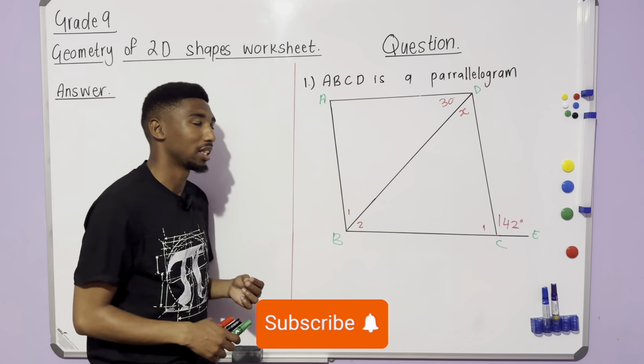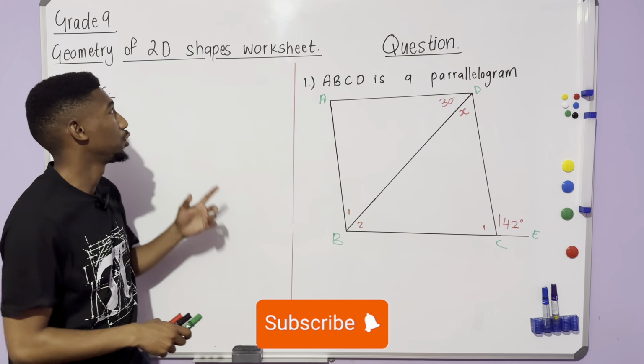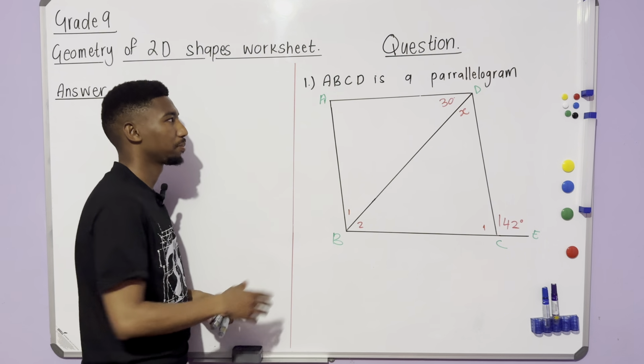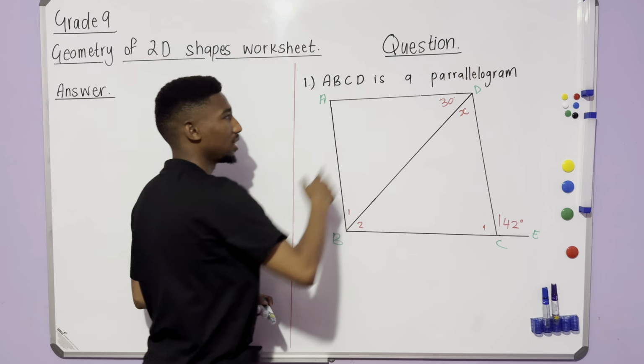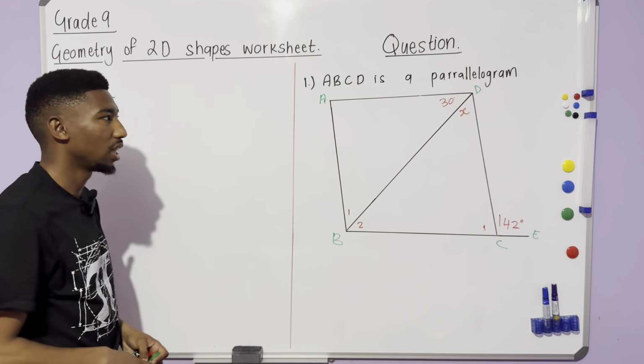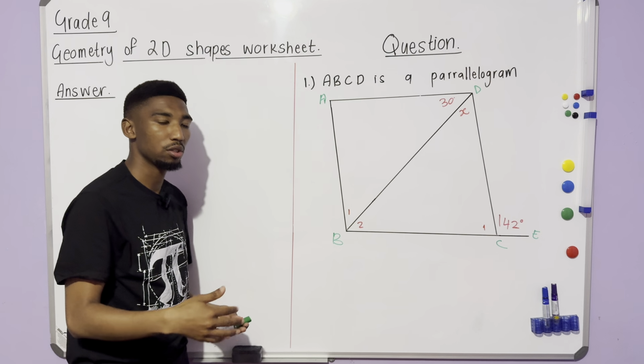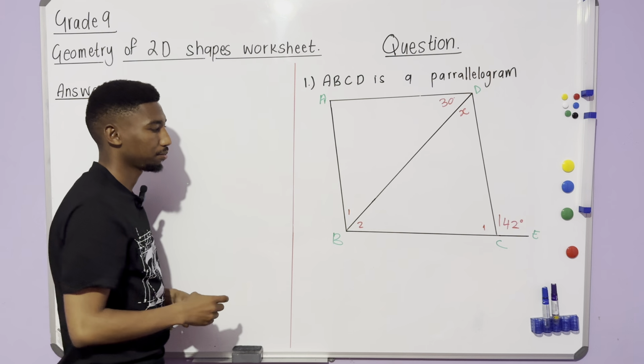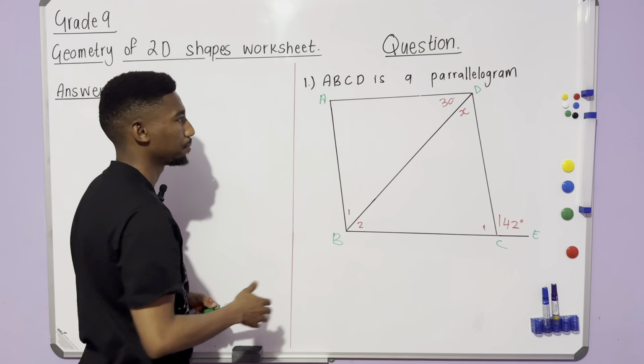Today we will be looking at a grade 9 geometry of 2D shapes worksheet. Okay, let's go straight to the first question. ABCD is a parallelogram, and there's a few things we know about the parallelogram: the opposite sides are parallel. That will help us to find x.